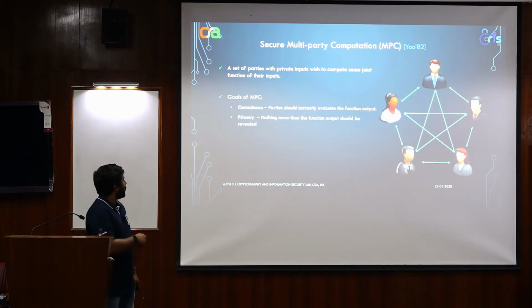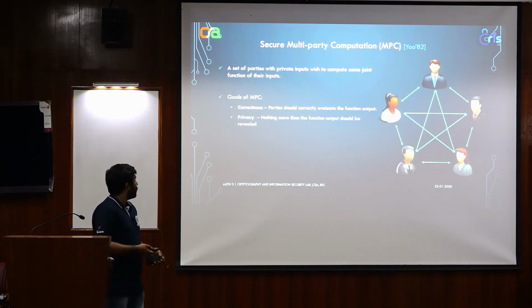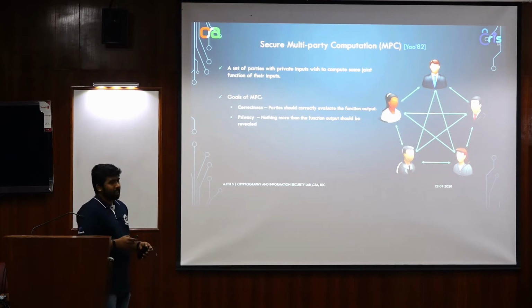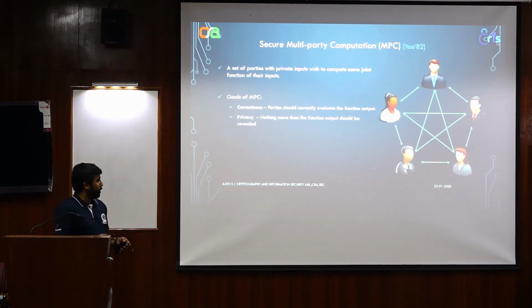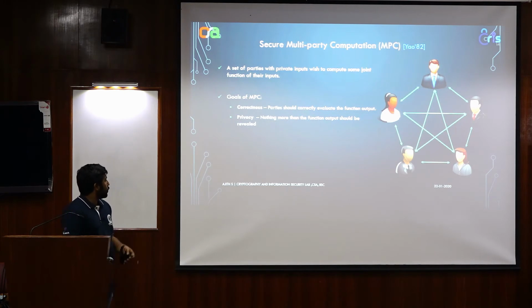So the goals are essentially correctness, that means at the end of the computation, parties should correctly compute the function, and privacy, that means nothing more than the function output and whatever they can compute using the function output and their own input. Other than that, nothing should be revealed.